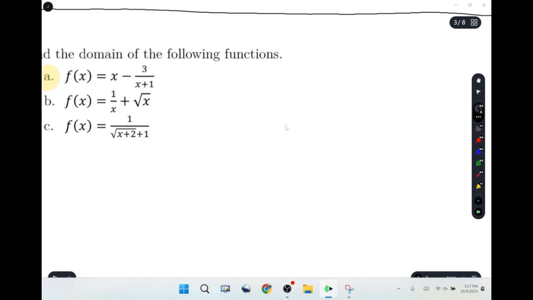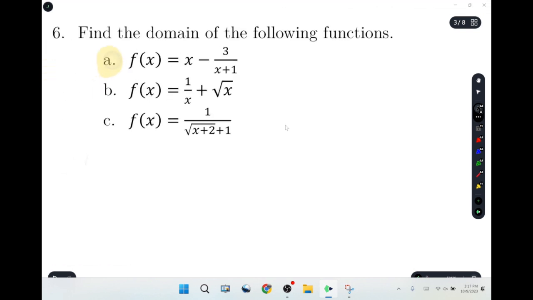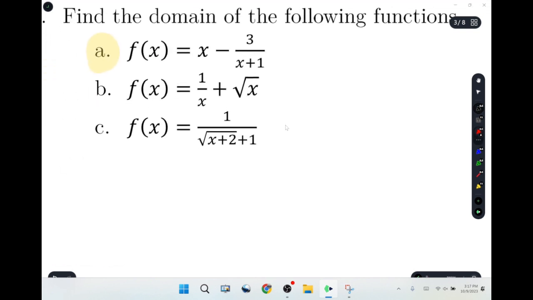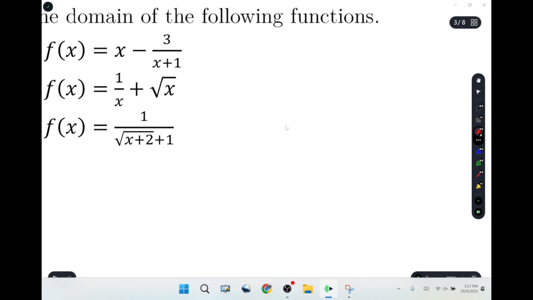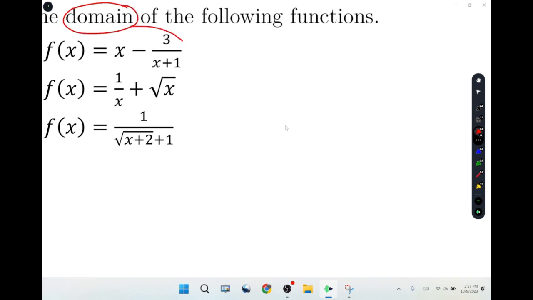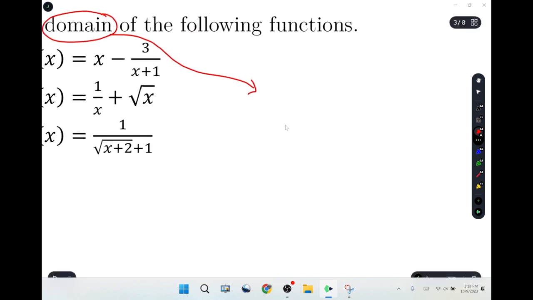Right? Find the domain of the following functions. I know I've got A highlighted right there, but I want to do C because it looks the toughest. All right. So you see the word domain. I didn't give you enough room there, but your brain should automatically think 2 words if you're in my class. Different class, you might think different words.